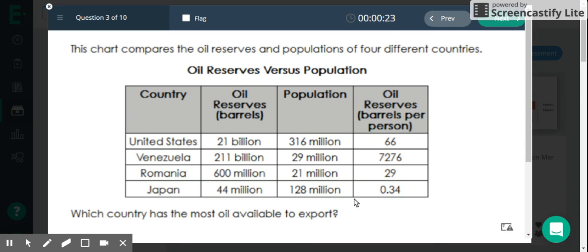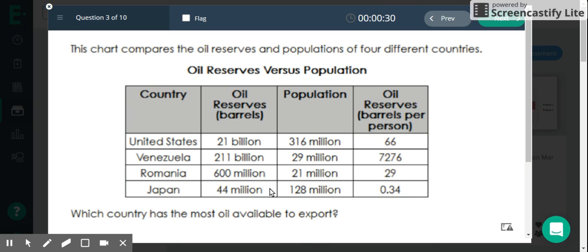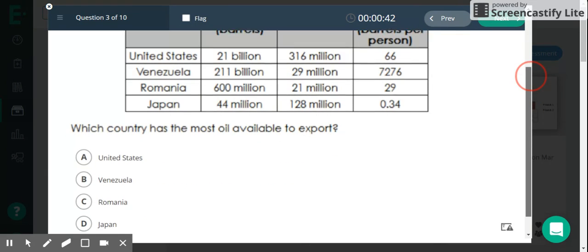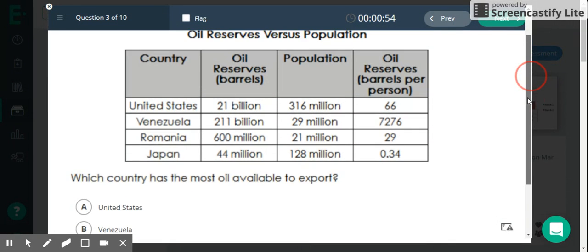The one distractor item that you really need to pay careful attention to on this one, which is kind of annoying, but it's just the way that they wrote it, to mess with you, is that Romania and Japan are in millions. United States and Venezuela are in billions. So if you don't pay careful attention to that, you probably would have gotten that question wrong. But it says, which country has the most oil available to export? When you can tell the difference between billion and million, this question should be pretty easy if you just pay careful attention.